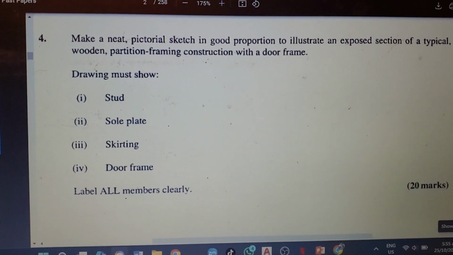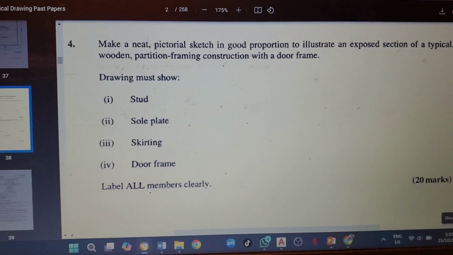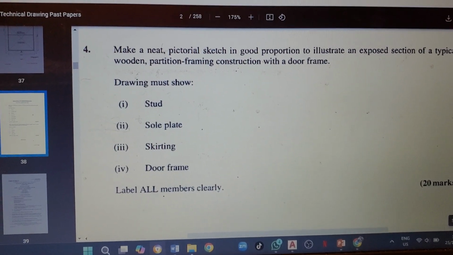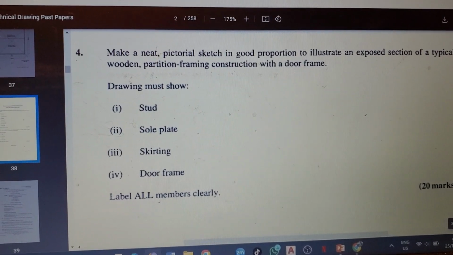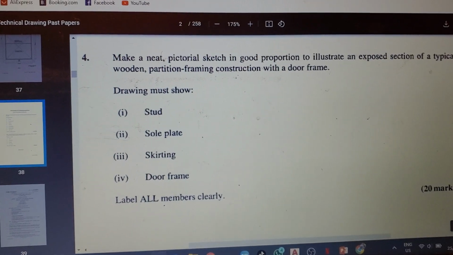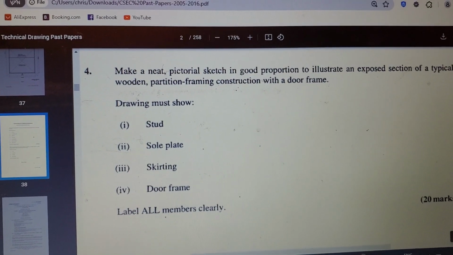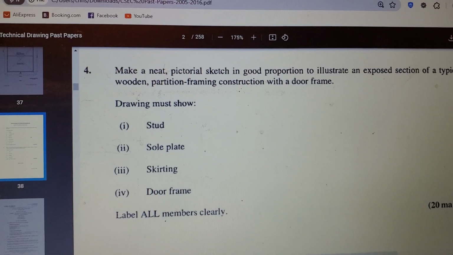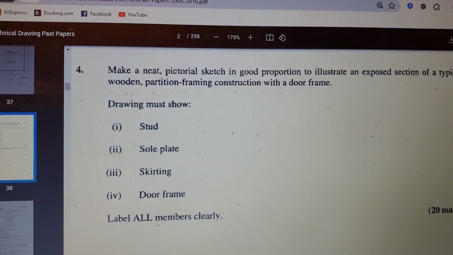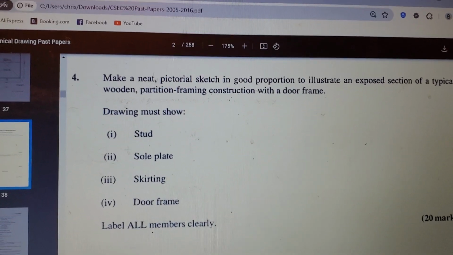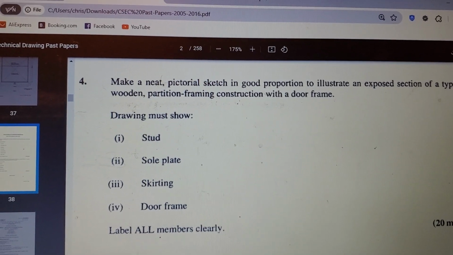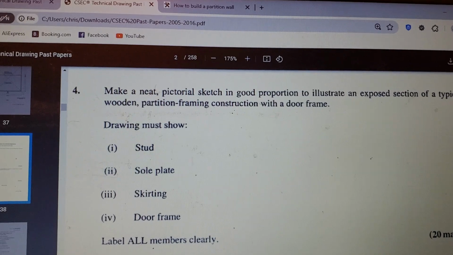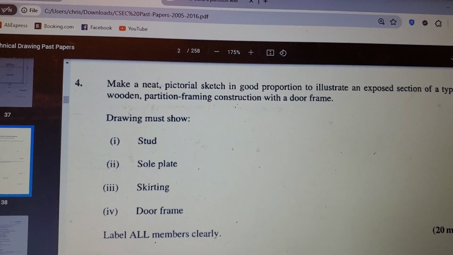Welcome back, guys. In this new video I will be looking at a sketch from CSEC 2006. This question asks for the students to make a neat pictorial sketch in good proportion to illustrate an exposed section of a typical wooden partition framing construction with a door frame.